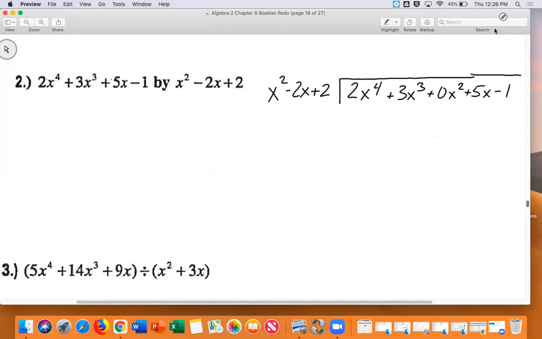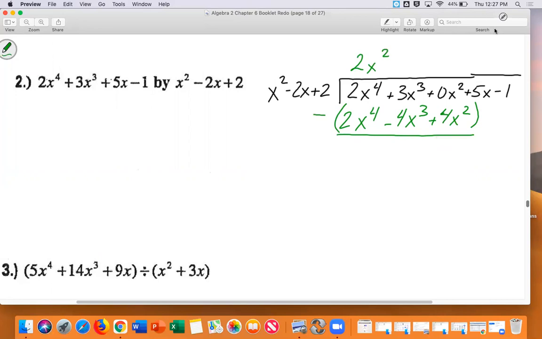All right, Chris, what would I multiply x squared by to get 2x to the 4th? 2x to the 2nd. Very good. That's all I'm worried about is matching up that first term. So to get the 2, you would multiply by 2. To get x to the 4th, you multiply by x squared. So that gives me 2x to the 4th minus 4x cubed plus 4x squared.